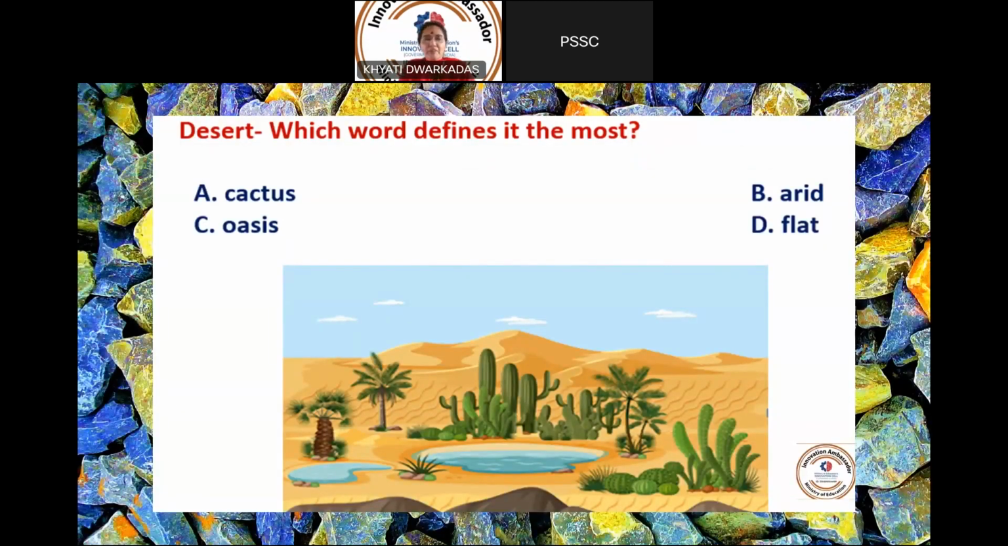Now, this is a picture of a desert. Which word in this image best defines the desert? Which word defines the desert the most from the image? And you can see the 4 answers. Anybody who wants to try answering it? Absolutely. A lot of people have immediately put the word oasis there. Oasis is the correct answer. You may clap for yourself if you wrote oasis.